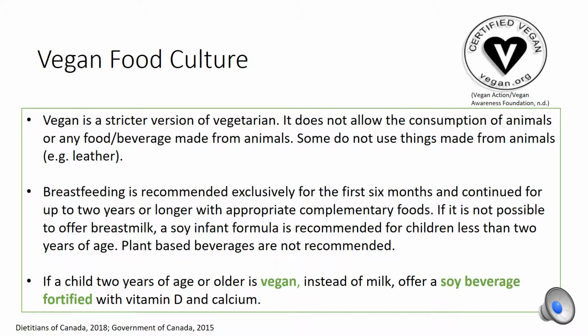Breastfeeding is recommended exclusively for the first 6 months and continued for up to 2 years or longer with appropriate complementary foods. If it is not possible to offer breast milk, a soy infant formula is recommended for children less than 2 years of age. Plant-based beverages are not recommended. If a child 2 years of age or older is vegan, instead of milk, offer a soy beverage fortified with vitamin D and calcium.